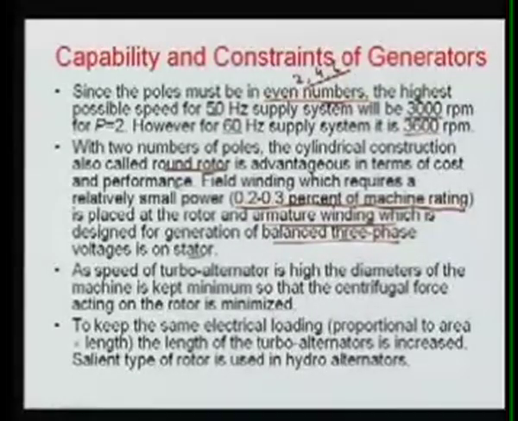Means the rotor where we put the field. Now you can assume that you have seen the DC machines. Normally the field is on the stator and on the rotor we have the rotor winding. But here it is different: your field winding is on your rotor, where the armature is on your stator winding.